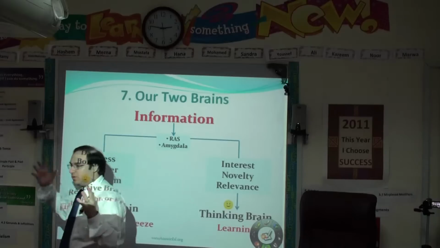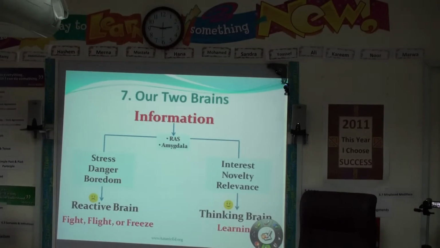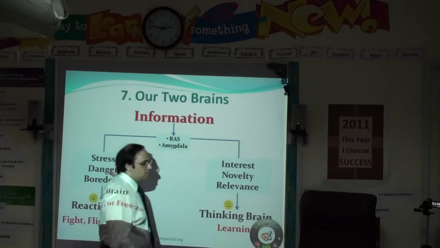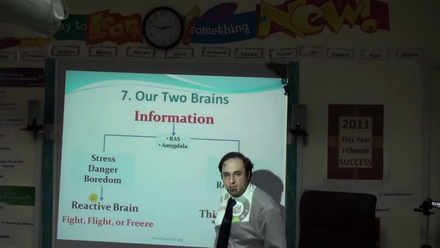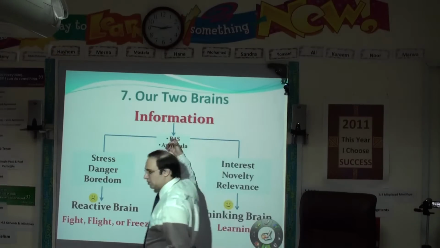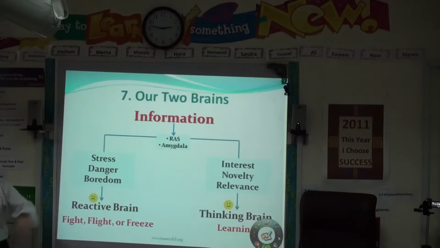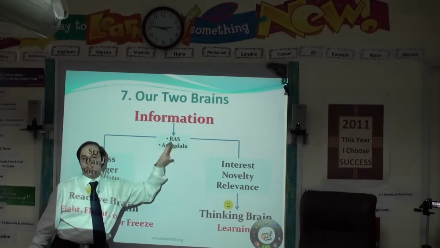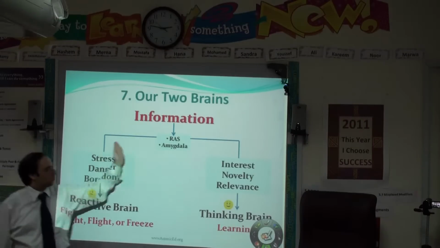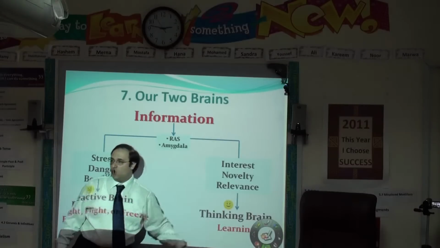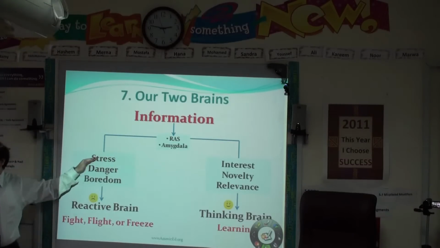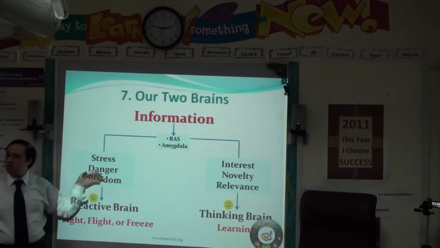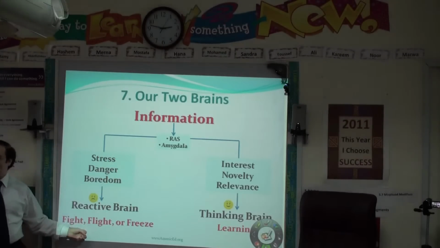Now we have two brains. If you look at our brains from the outside, all of this was from the inside, the neurons and the memories. Now let's look at it from the outside. We have something called the reactive brain, and we have something called the thinking brain. We basically have two filters in the top of our brain, something called the RAS and something called the amygdala. Information coming in is filtered right here and is either directed to our reactive brains or directed to our thinking brains. What happens is, if we feel stress, or we feel danger, or we feel boredom, then most of this information is going to go to our reactive brains.